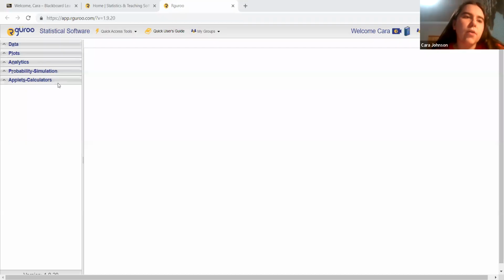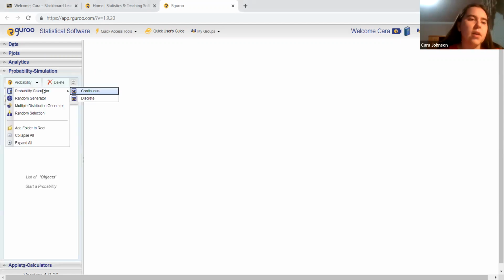and go to Rguroo, and let's get started here. So you're going to go under the first part of the question. So first of all, it tells us that the ages of people on the football team are normally distributed with a mean of 27 and a standard deviation of 2. We're first finding the probability of a football player being between 26.3 and 29.8 years old.